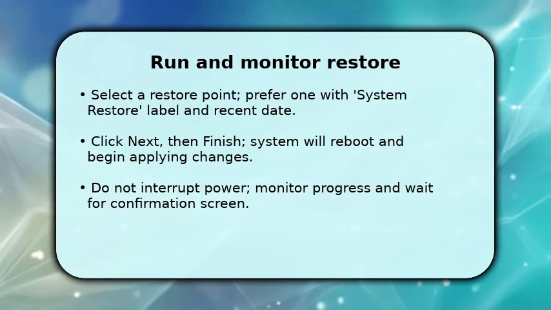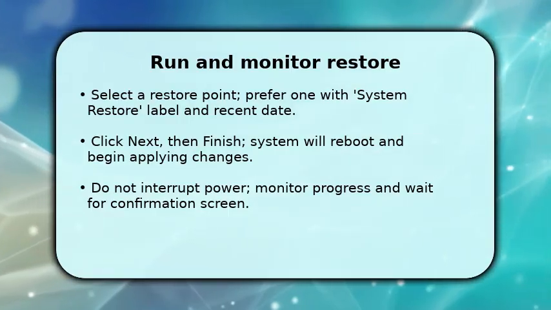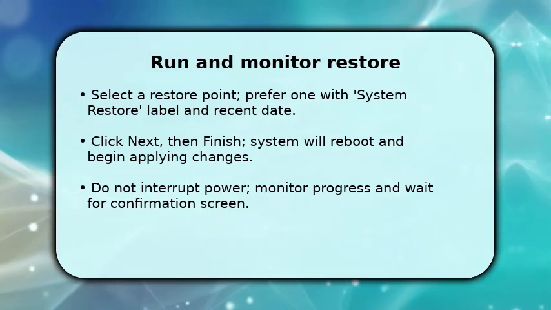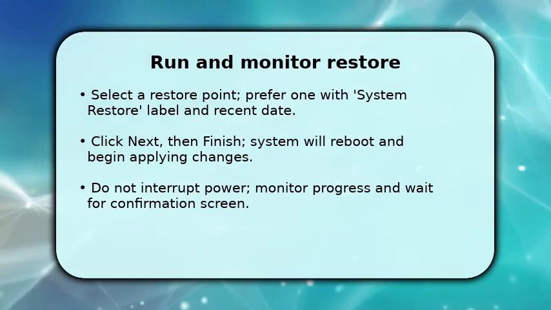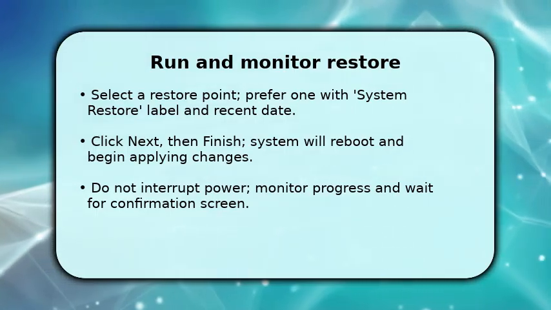You now execute the restore, select the best restore point and click Next, then Finish to confirm. Windows will automatically reboot and apply system changes. The process replaces system files and registry settings to the saved state, which is why you must use a point from before the problem started.